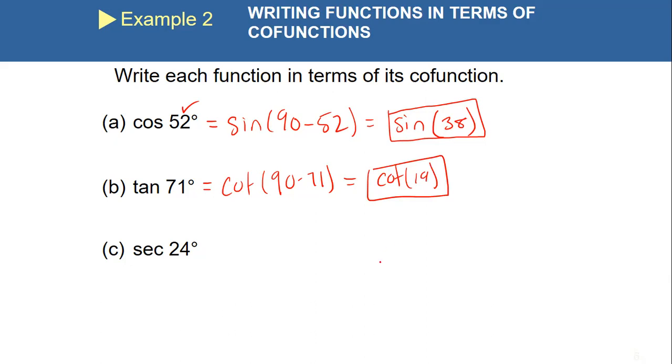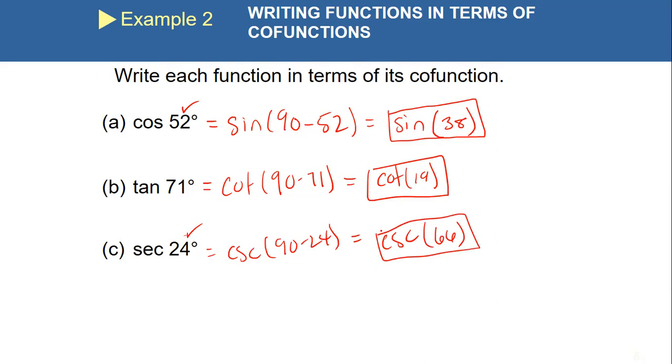All right, again, 24 is an acute little angle. What would be its cofunction? Cosecant. So we have cosecant of 90 minus 24, which equals cosecant of what? 66. How do you feel about being able to find the cofunction? Doable? All right, cool.